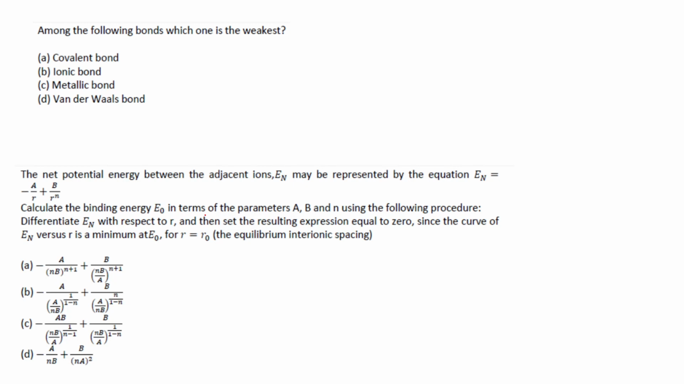Next question is very simple, that is, among the following bonds, which one is the weakest one? Covalent bond, ionic bond, metallic bond, or van der Waals bond? So the answer will be the van der Waals bond. So that is the weakest bond, that we know already. So the van der Waals bonding is the weak bonding.